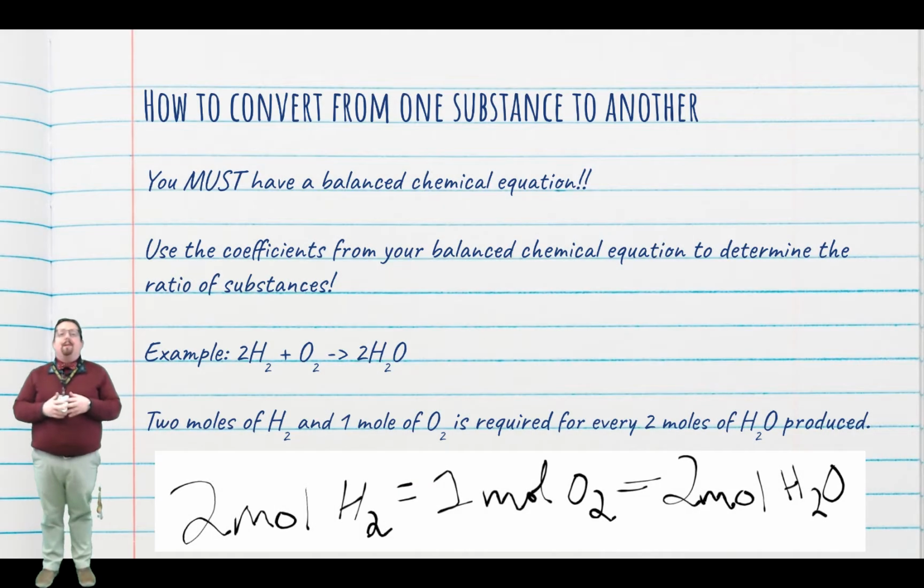Unfortunately, the molar mass only lets us convert between grams and moles of one substance. If we want to get from one substance to another one, we have to use a balanced chemical equation that involves both of those substances. Since our balanced chemical equation is like a recipe, we can use the coefficients in front of each formula to convert from molecules or moles of one substance to a different substance.